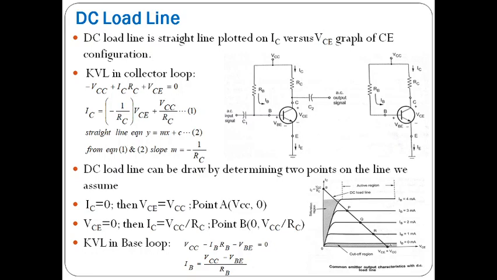By considering the current equals 0, we can find the x-axis voltage. By considering the voltage equals 0, we can find the y-axis current point. So by considering IC equals 0, then VC equals VCC. Substituting IC equals 0 in equation number 1, we get VC equals VCC. It is point A. Similarly, VC equals 0, then IC equals VCC by RC. It is point B. By connecting these two points, you can observe that the line is called the DC load line.